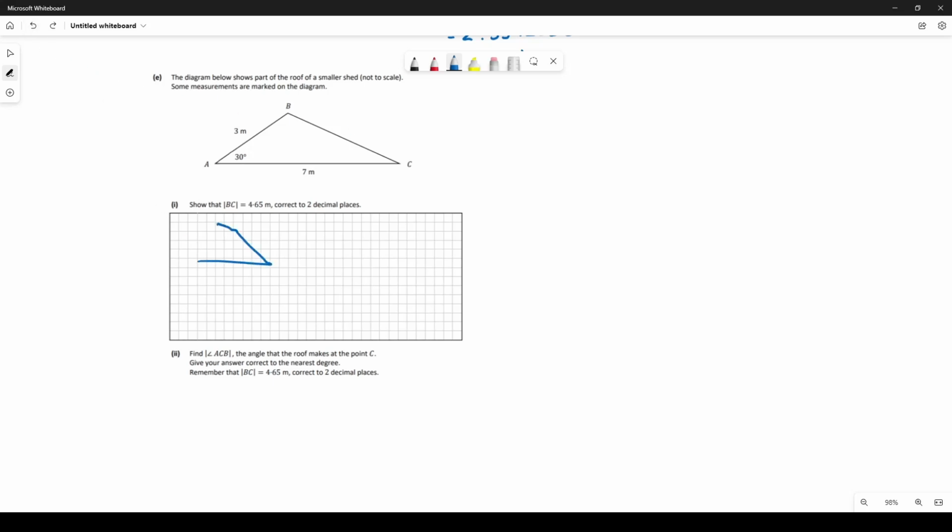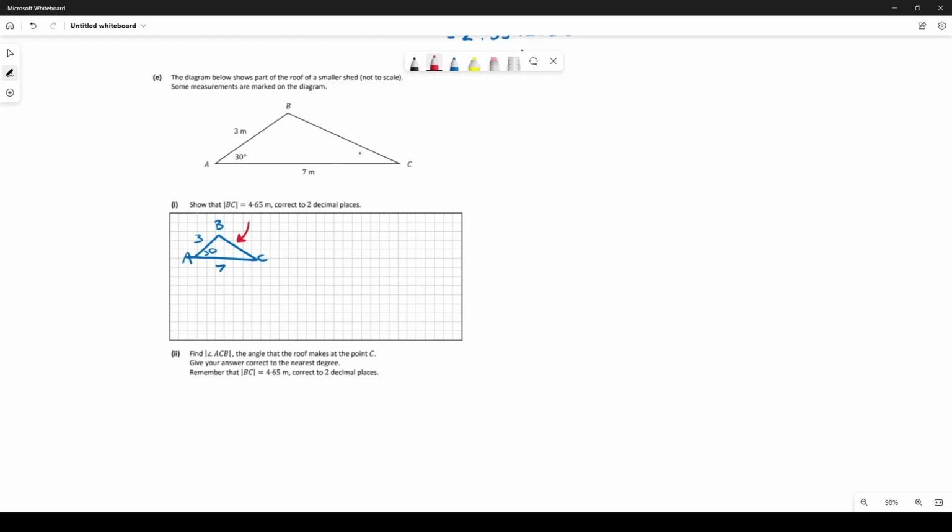Again, just draw a little sketch. I'm drawing on my lap, so don't be judging me. That's 30, that would be 3, that would be 7, that's A, B, C, and they're asking us for this side.